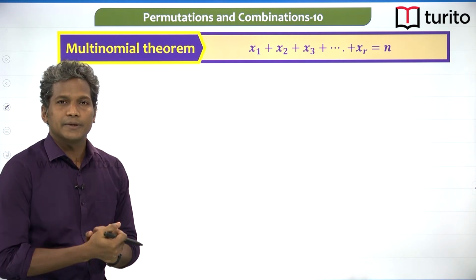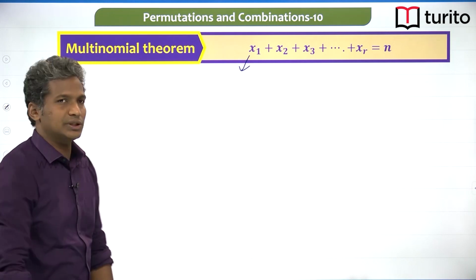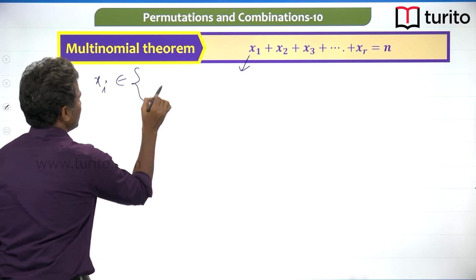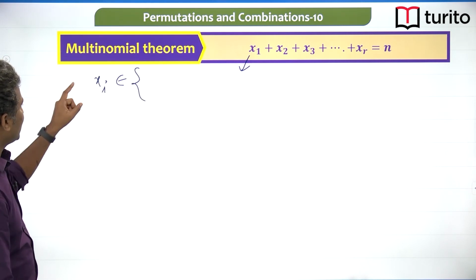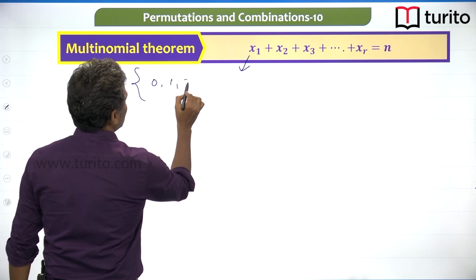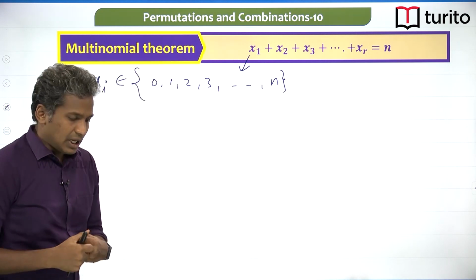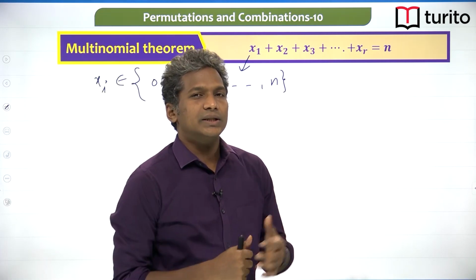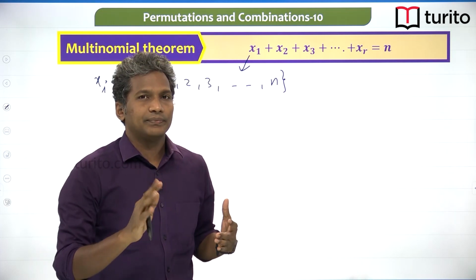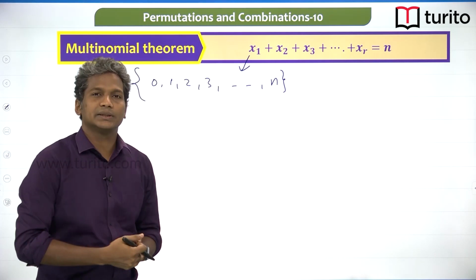So how do we do this? For every variable, if we check the possible values, I am writing a statement here that xi must belong to the set starting from 0 and going up to n. We are looking for non-negative integral solutions, so the integers cannot be negative. They can be 0, and they can be positive also. So these are the possibilities.